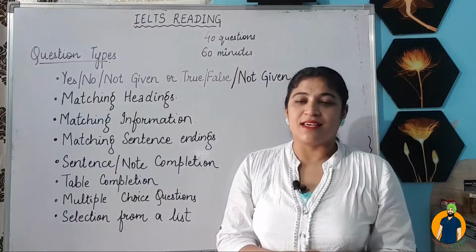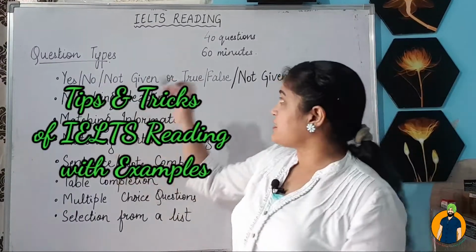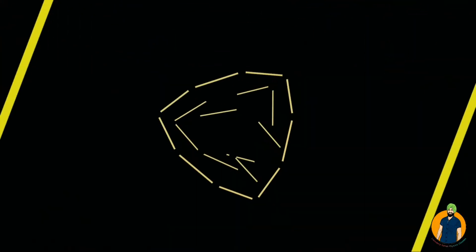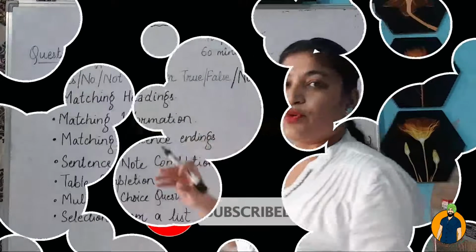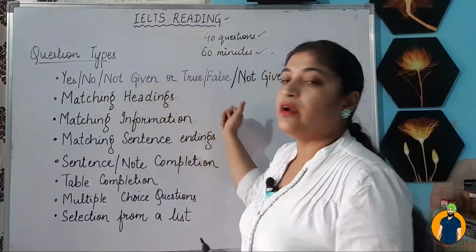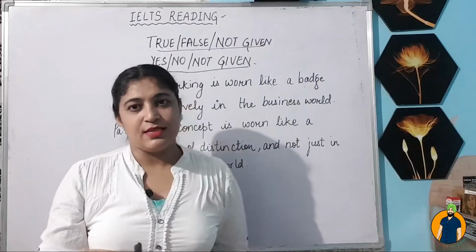Today we will be discussing some tips and tricks to deal with the IELTS reading section. In today's session, we will cover Yes, No, Not Given, or True, False, Not Given. Now let's do a few examples.